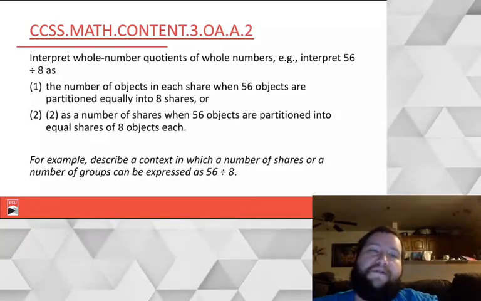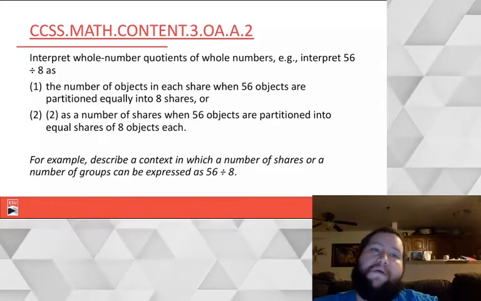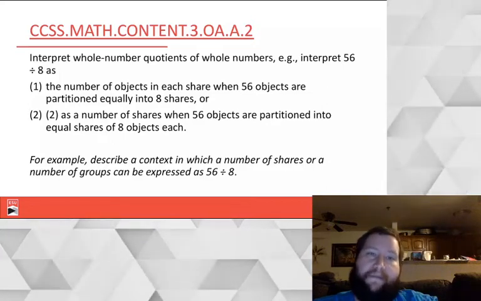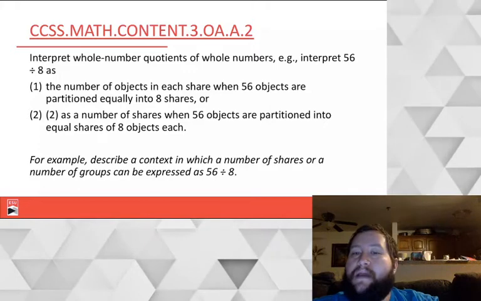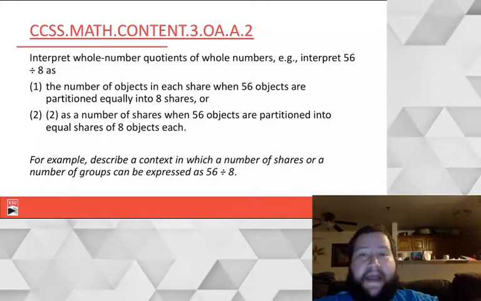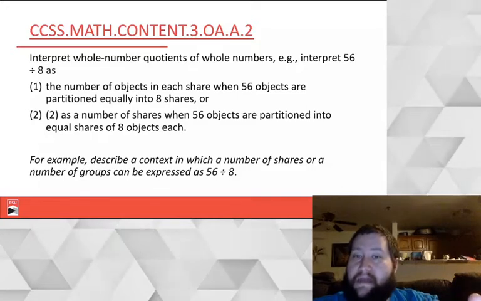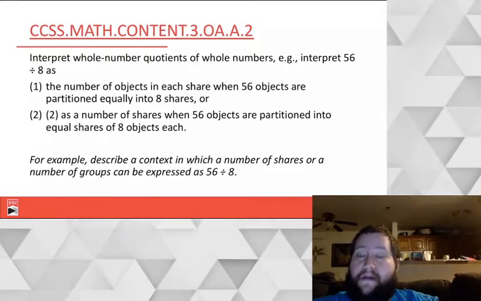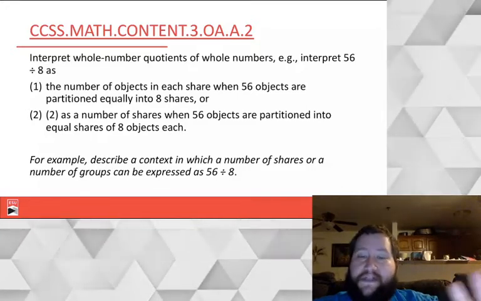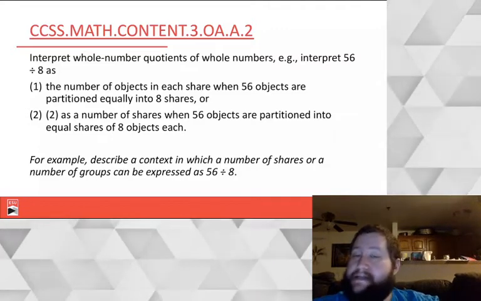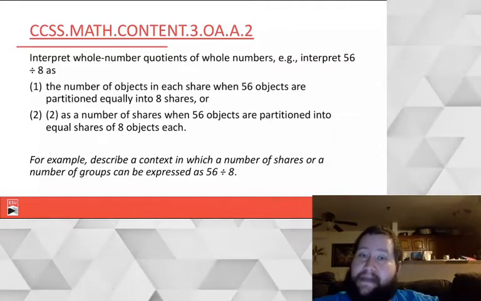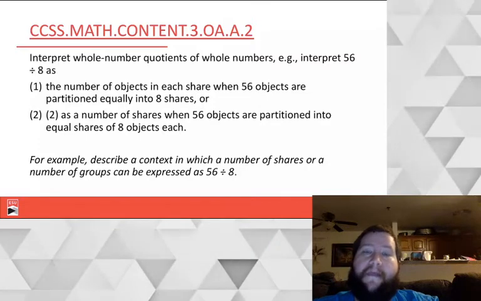And so students should be able to interpret whole number quotients of whole numbers. So remember, we're still working in whole numbers. We aren't working with any fractions yet. So when we divide, we're either going to be able to divide evenly or we'll have a remainder. A decimal, because that's just another form of a fraction, isn't defined and it doesn't mean anything in this context.